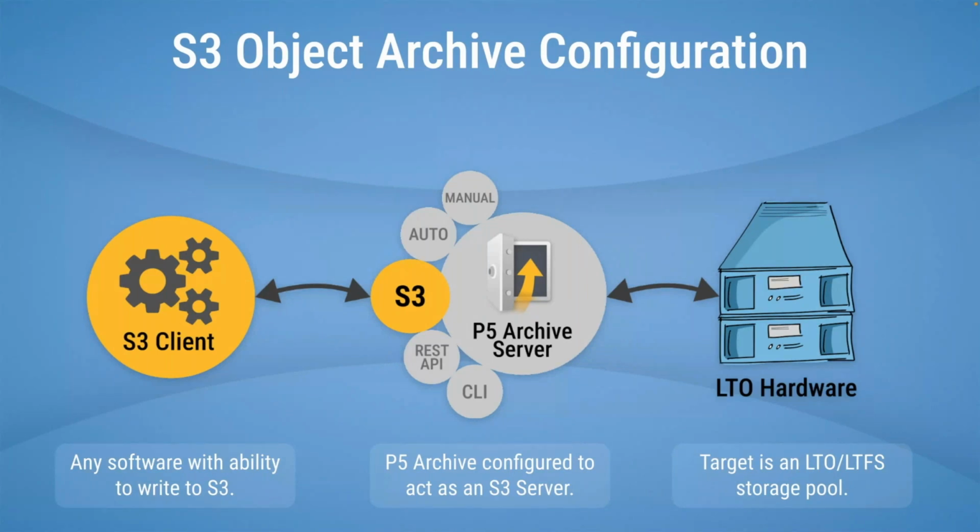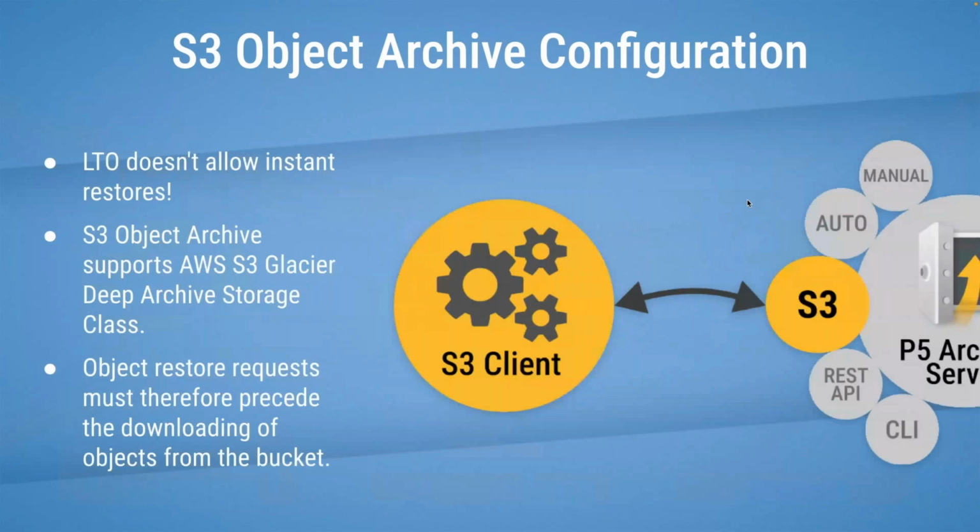Yeah, so in this graphic, we've got tape over on the right-hand side as our storage pool, because we see that as the most likely use case. But we can also write to cloud services, and we can also write to disk. So if you just wanted to use P5 archive server to get data through the S3 protocol onto disk, then we could also do that. Yeah. Thanks for adding that.